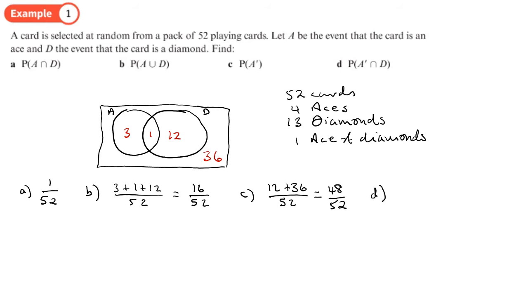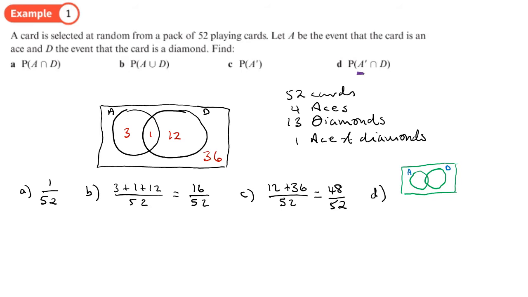And part D, the probability that it's not an ace and it's a diamond. Sometimes questions like this can be a bit tricky to visualize. So what I do is I use shading to help me answer. This circle here is A, this circle here is D. I'm going to work out, out of 52, which number or numbers I need to be looking at. The first thing I'm going to do is shade everything that's not in A.